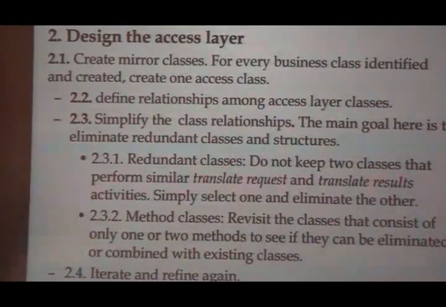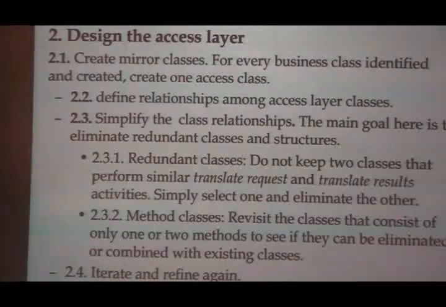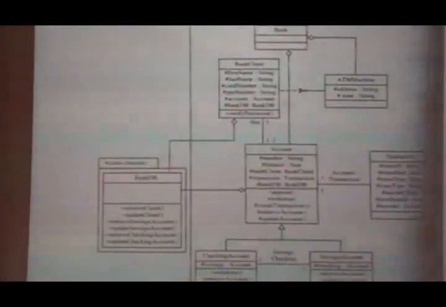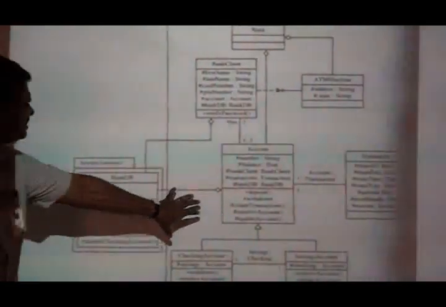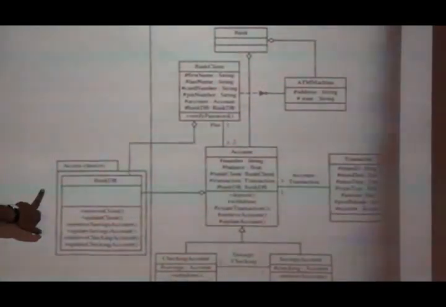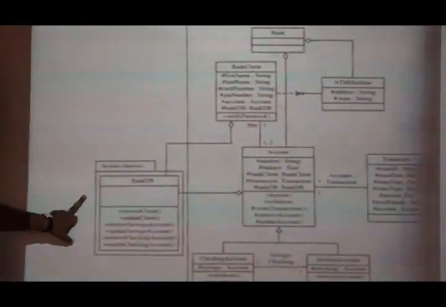What do you mean by access layer classes? For every business class identified, we are going to mirror the business classes with access classes, for the purpose of eliminating the redundant class and the method class. These are the business classes. These are the access classes. For every business class identified, we are going to mirror the access classes.